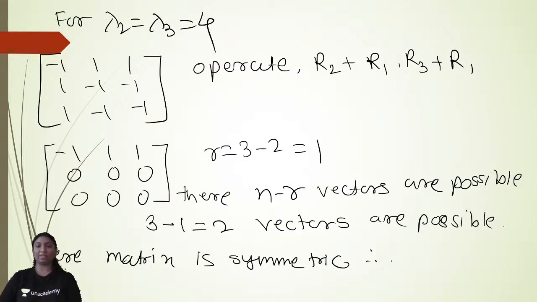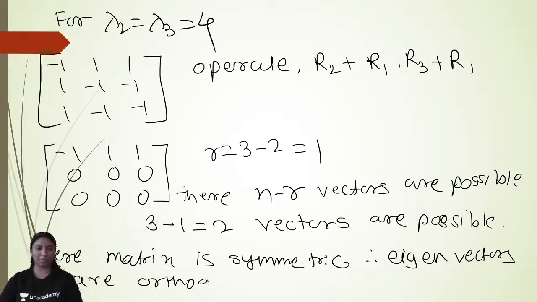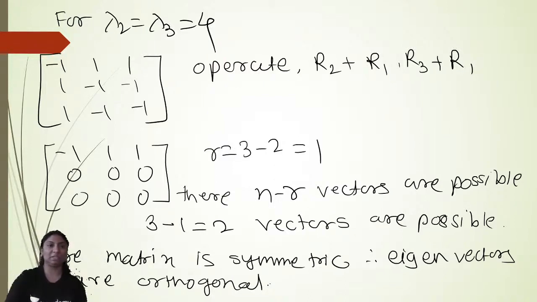Therefore eigenvectors are orthogonal. The eigenvectors are orthogonal. It means from this matrix we get minus x plus y plus z is equal to 0.